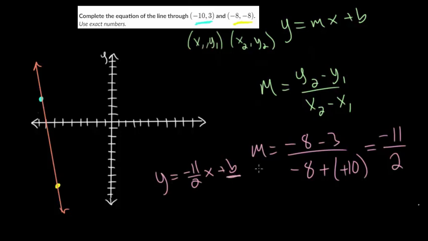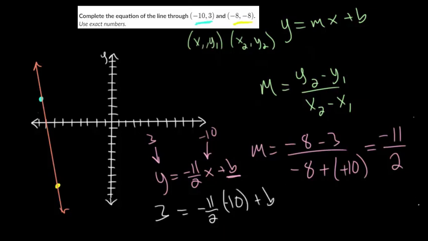And at this point, we just need to find b. So I'm going to choose one of these points and plug it in anywhere I see an x and a y. So I'll choose this point, minus 10, 3. So I'm going to plug in minus 10 for x and 3 for y, and then solve for b. So I get 3 is equal to minus 11 over 2 times minus 10 plus b.